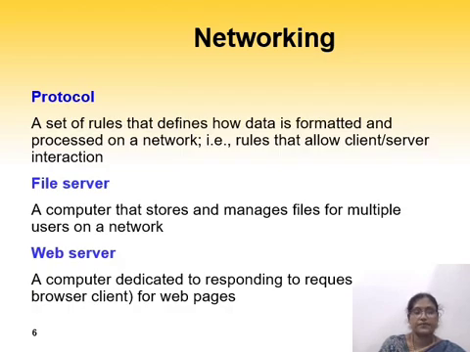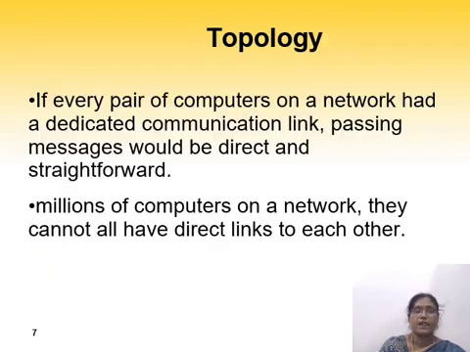The file server: a computer that stores and manages files for multiple users on a network. The web server: a computer dedicated to responding to requests from the browser client for pages from the server. Then the topology. If every pair of computers on a network had a dedicated communication link, passing messages would be direct and straightforward. But with millions of computers on a network, they cannot all have direct links to each other.